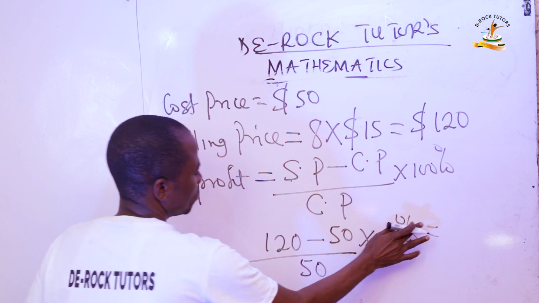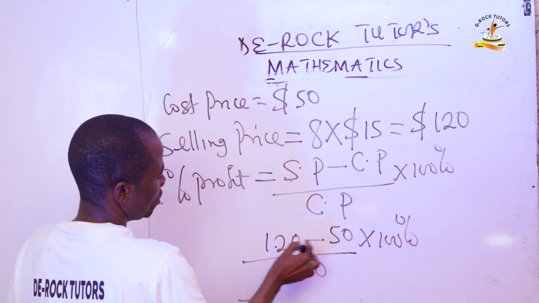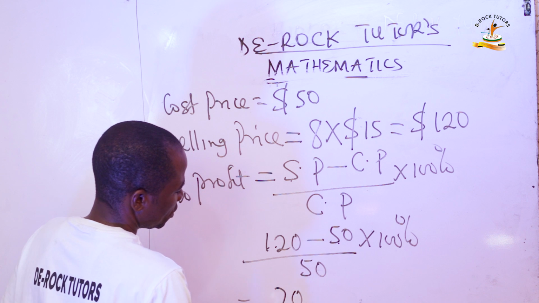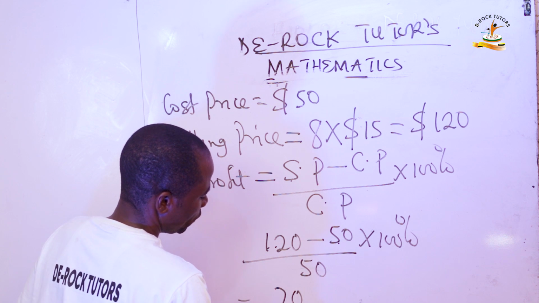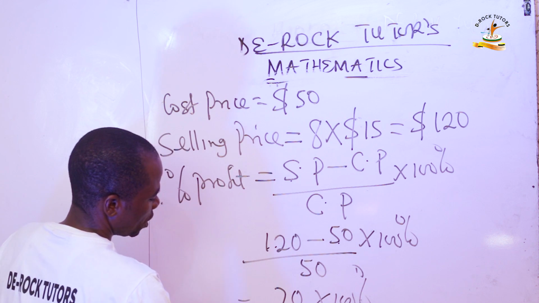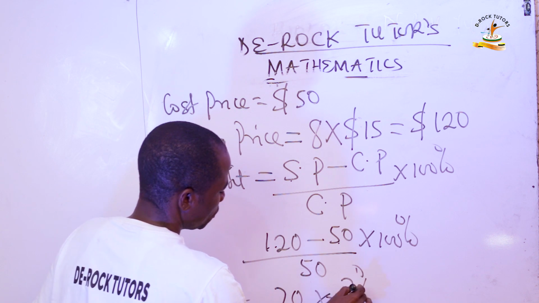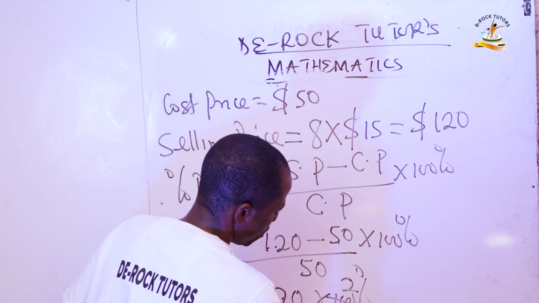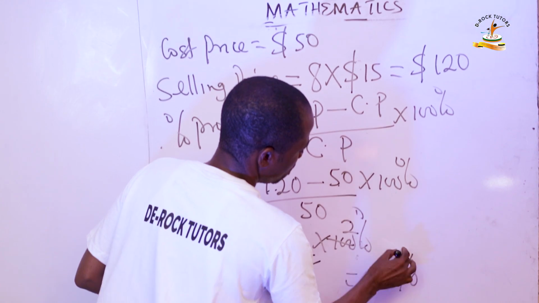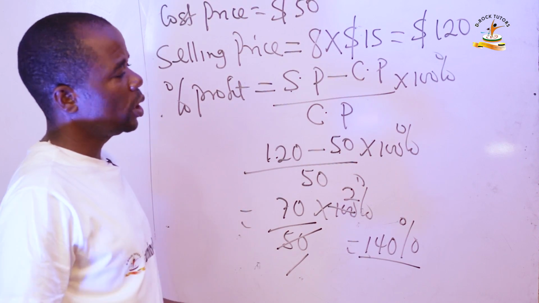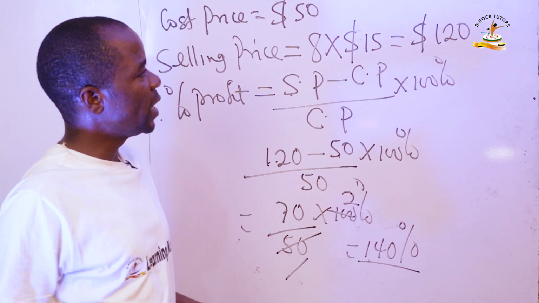This gives us 120 minus 50, which will give us 70. 70 over 50 times 100%. 50 here, 1. 50 here, 2. 70 times 2 gives us 140%. That is our answer. Definitely option B. So let's go to number 8.